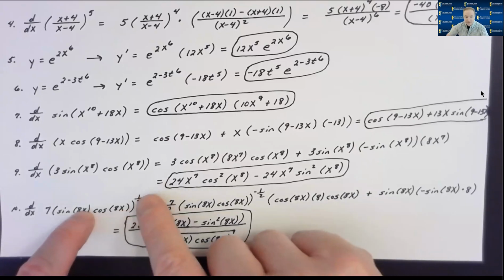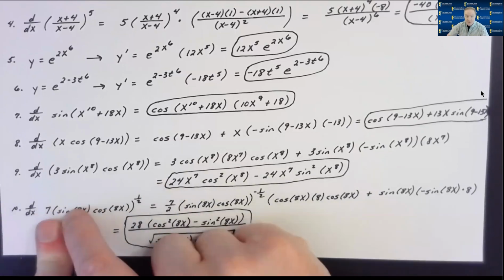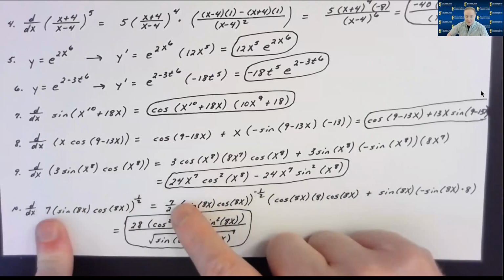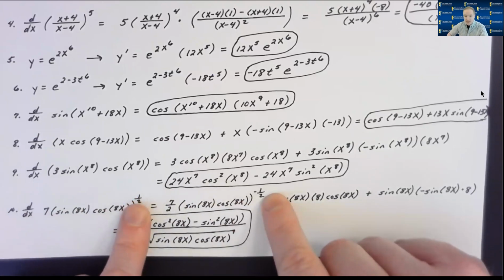I'll say, okay, first of all, worry about the derivative of the outer function first. 1/2 comes down, multiplies the 7. I get 7 over 2 times this group to the 1 lower power, negative 1/2 power. Now, times the derivative of the inside.